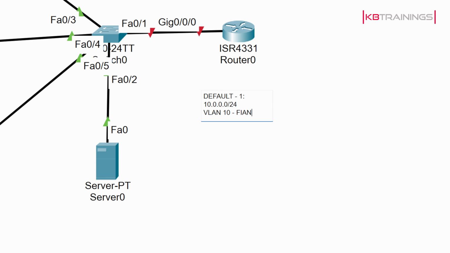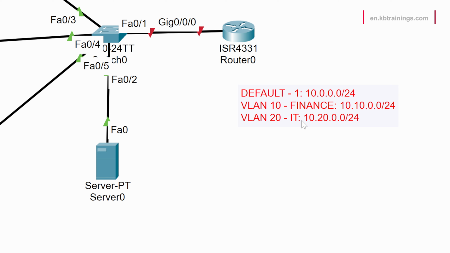It can be finance VLAN, for example. And this is going to be 10.10.0.0/24. And then we're going to have the VLAN number 20, which is, let's say, the IT VLAN. It's going to be 10.20.0.0/24. All right.